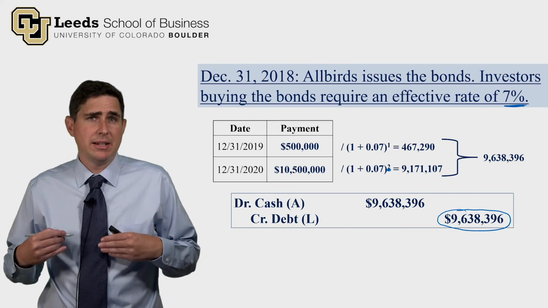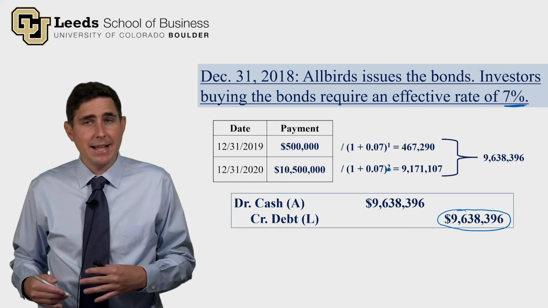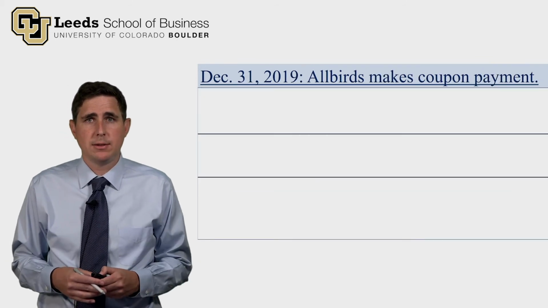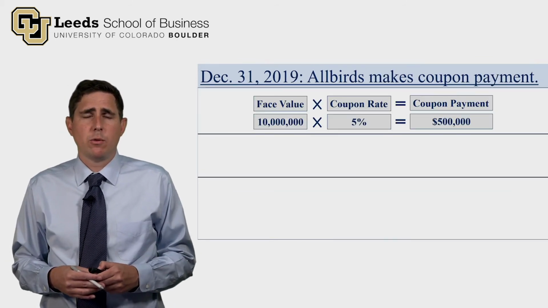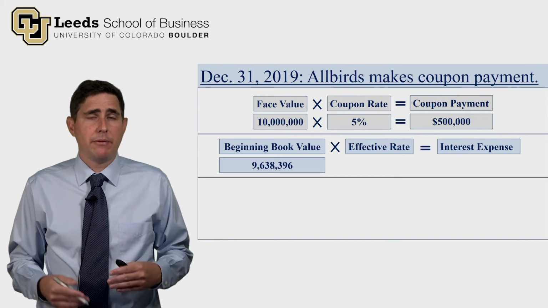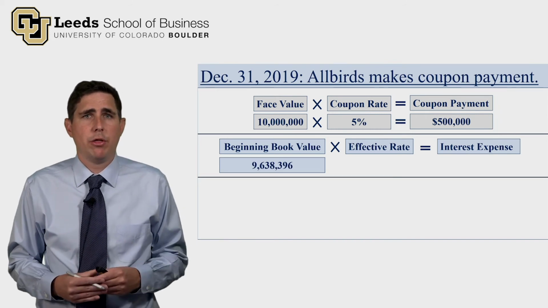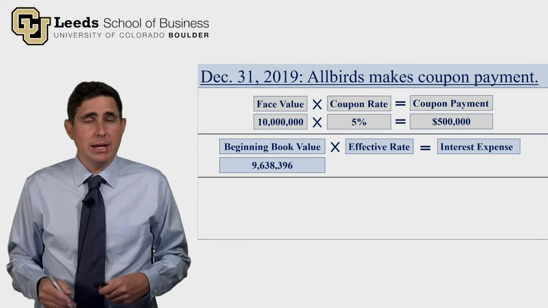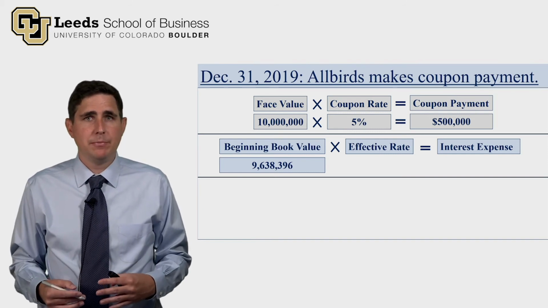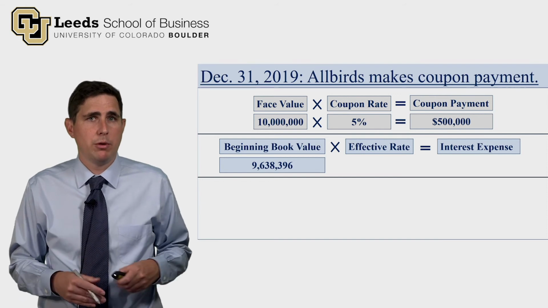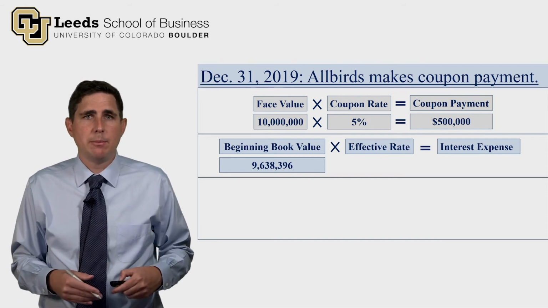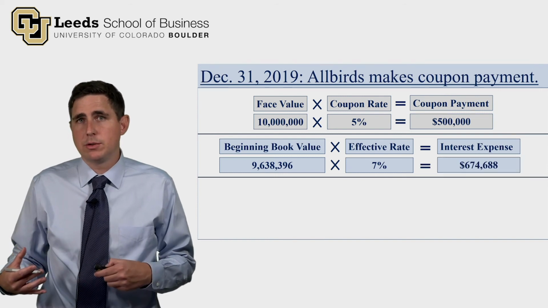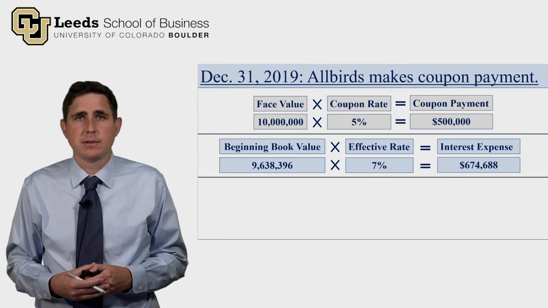And December 31st, 2019, that's considered the beginning book value because it's a year ago at December 31st, 2018. So fast forward to this slide again. The beginning book value is $9,638,396. The effective rate is determined at issuance. It's locked in. It was 7%, if you remember from the previous slide. So you take the $9.6 million, multiply it by 7%, and the accountant gets an interest expense of $674,000.